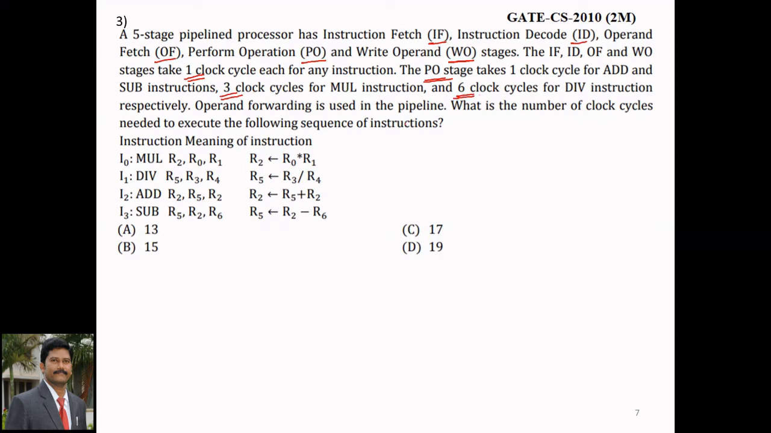Some change is there in this problem compared to the previous problem. Now operand forwarding is used in the pipeline. That means whenever the data is available, there is a path to get it to the next stage at the same time. Now, what is the number of clock cycles needed to execute the following sequence of instructions? I0, I1, I2, I3: multiplication, division, add, subtract. Option A 13, option B 15, option C 17, option D 19 clock cycles.